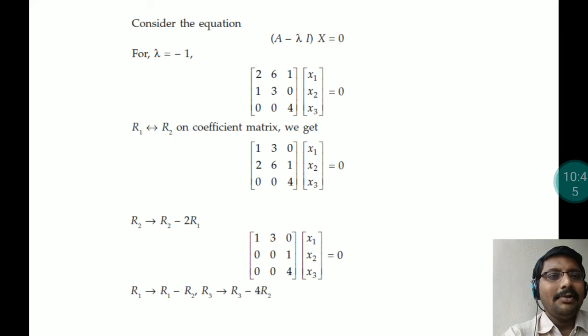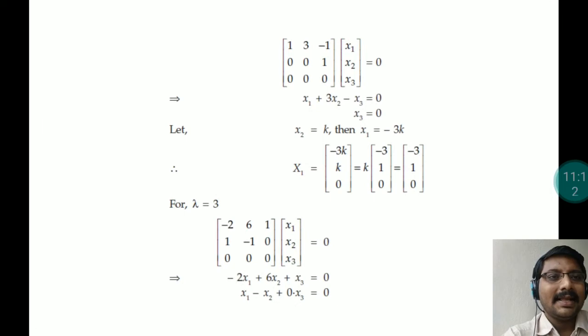Now we have to reduce the matrix A to row echelon form. For this we use only row operations: interchanging R1 and R2. Next, R2 goes to R2 minus 2R1. Now R1 goes to R1 minus R2, and R3 goes to R3 minus 4R2. Using these steps, the matrix A is reduced to row echelon form.